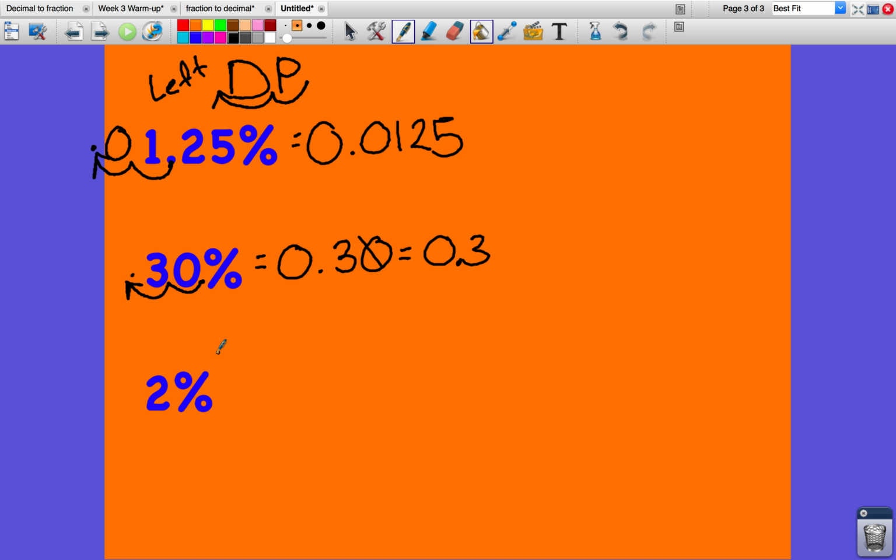All right, next one, 2%. I'm going to mark where my decimal is, and I'm going to move it 2 spaces to the left. I'm going to add my 0, have my decimal there. So 2% is really equal to 2 hundredths. Like 2% milk, it's 2 hundredths in decimal form.